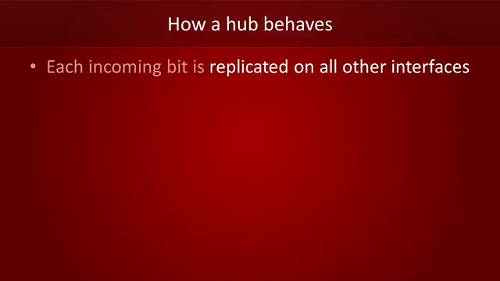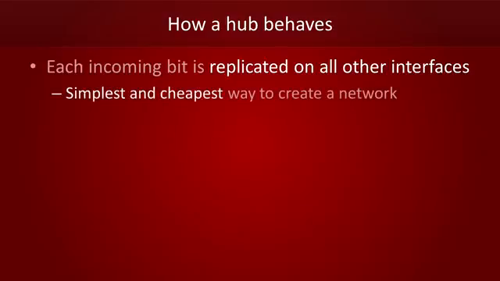Alright, so every incoming bit is replicated on all other interfaces. That's a fairly simple and cheap way to create a network. However, it does cause a lot of unnecessary traffic. If you have 5 hosts in your network, hubs unnecessarily send every packet to 3 hosts that aren't interested. That's a huge waste of bandwidth.